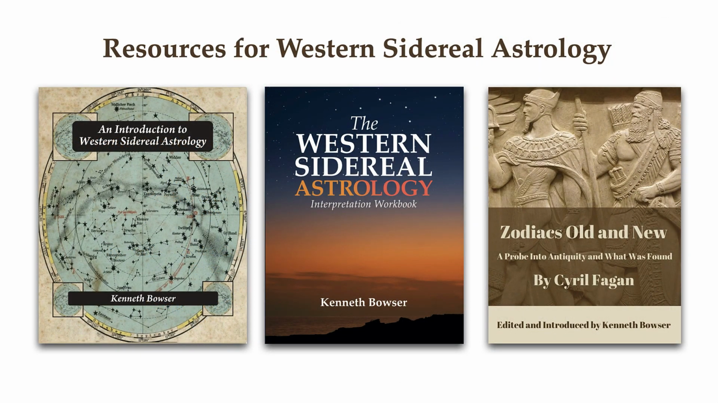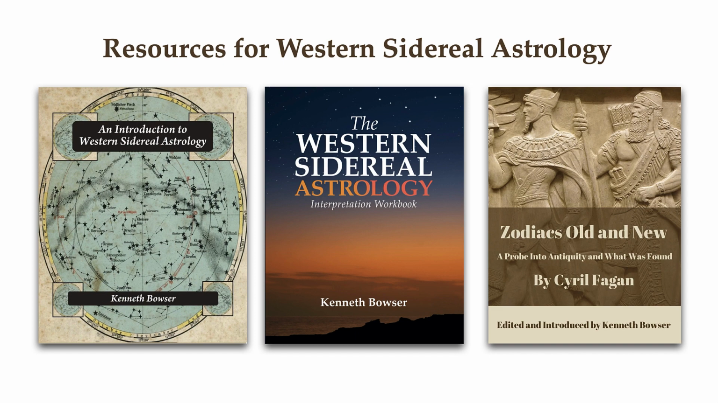Here are a few resources for anyone who would like to learn more about Western sidereal astrology. The book on the left, An Introduction to Western Sidereal Astrology, was my first book. This book includes the basics of Western sidereal astrology, a chapter on mundane aspects, and three appendices that touch upon the history of sidereal astrology, the tropical-sidereal debate, and an explanation of the exaltations. The centerpiece of the book is the delineation of the 45 planet combinations, which can be used by both sidereal and tropical astrologers.